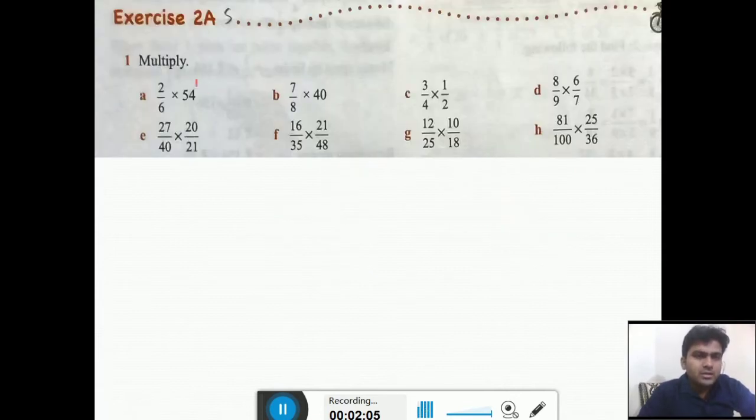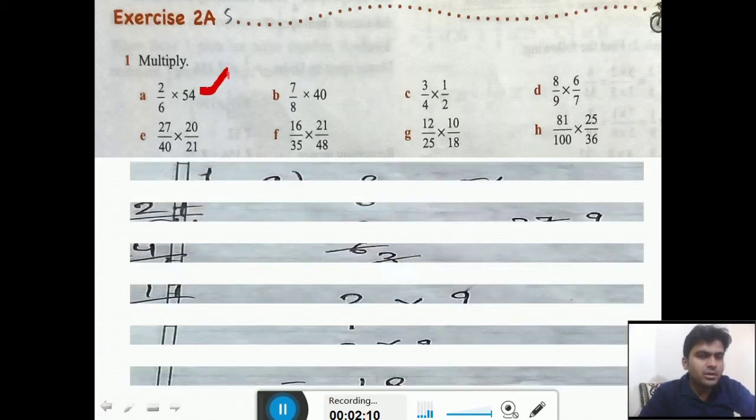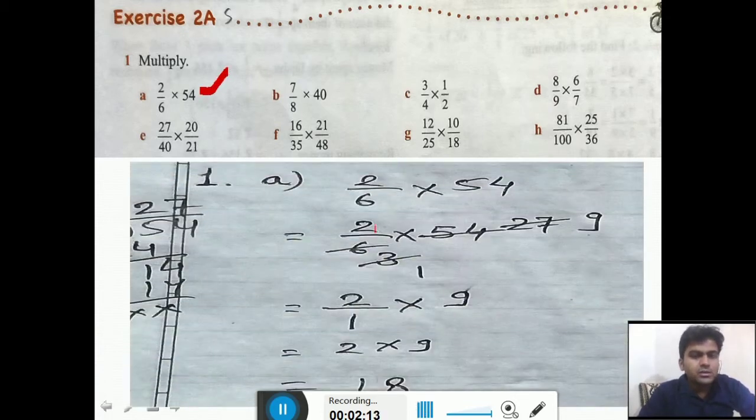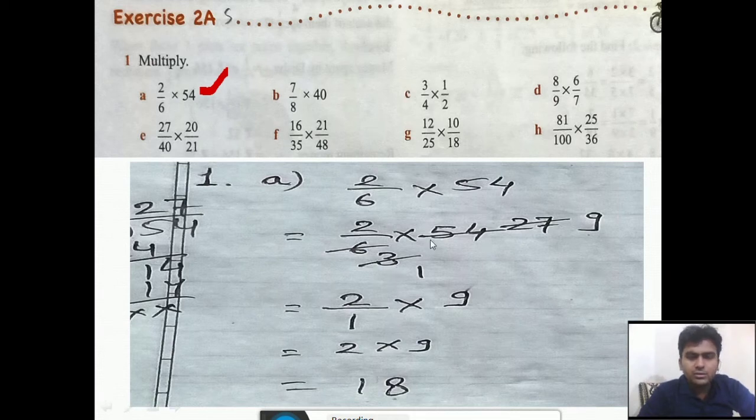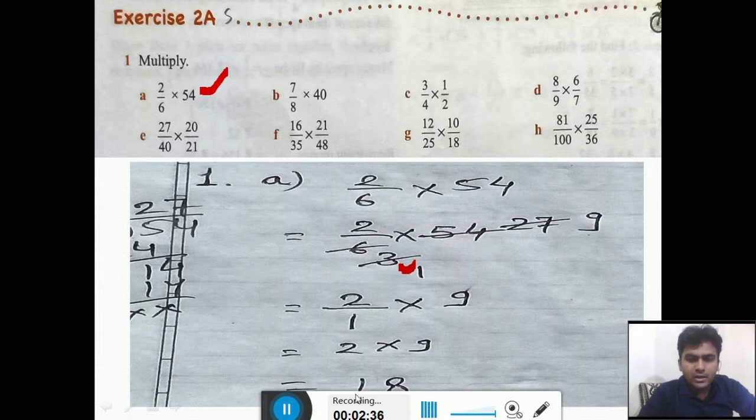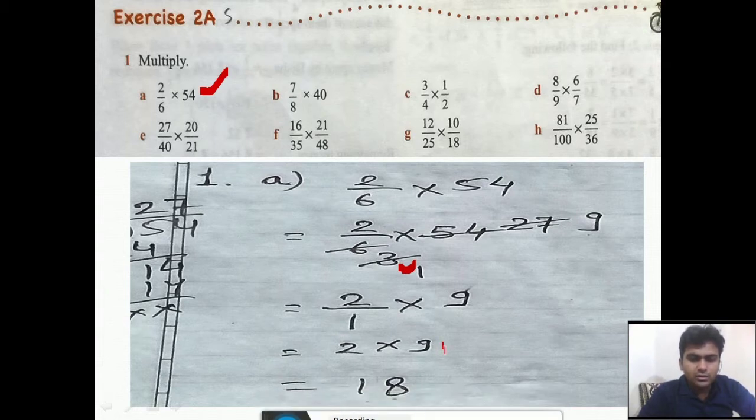Now exercise 1, multiply. So 2 upon 6 into 54, how to solve? You just see the numbers written here. We can cut 54 by 2. So 2 twenty-sevens are 54 and 2 threes are 6. Then we can cut it by 3. 3 ones are 3, 3 nines are 27. So we got the 9. Now multiply 2 and 9. So 2 nines are 18.